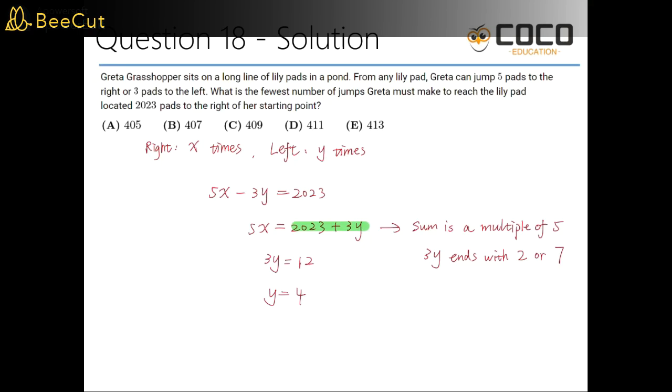Now when y equals 4, we can find out the value of x. So 5x equals 2023 plus 12. 5x is 2035. So x equals 407. The total number of steps will be x plus y equals 411. We choose option D.